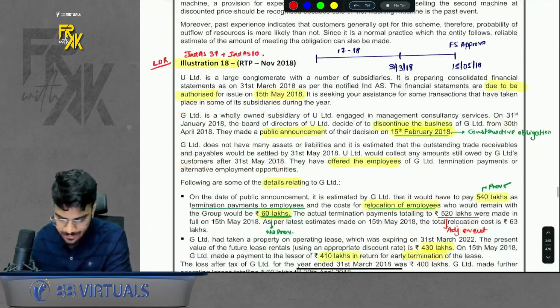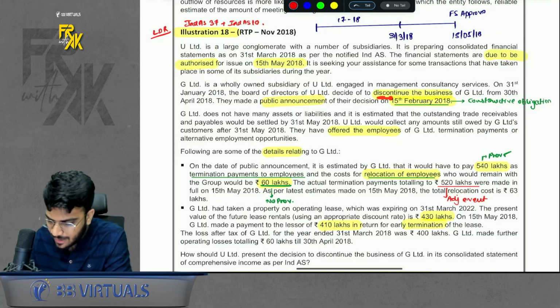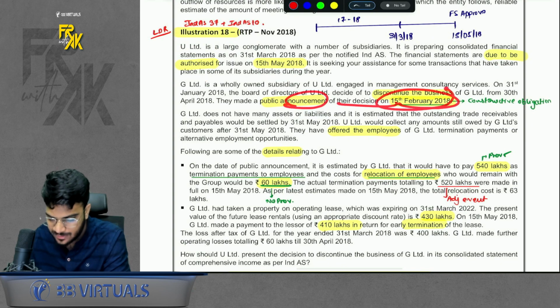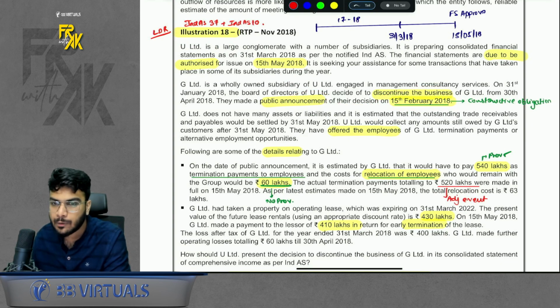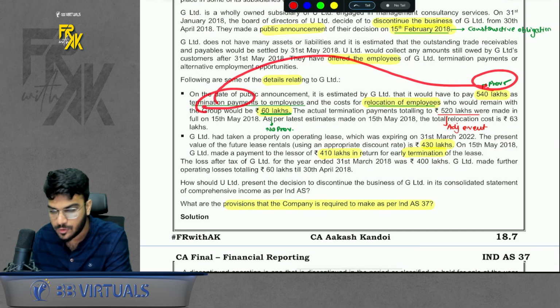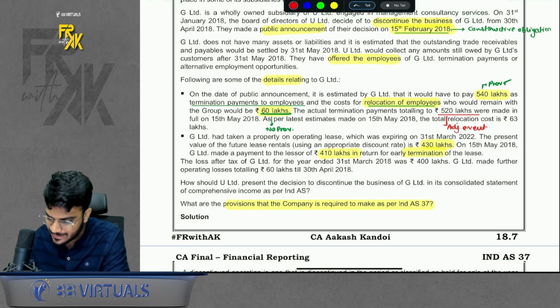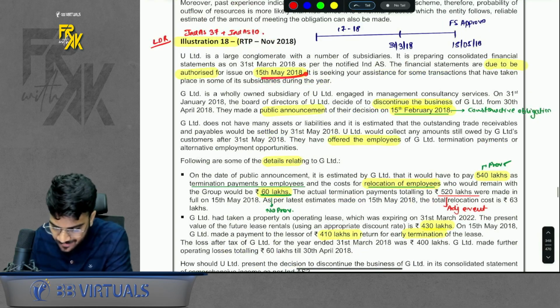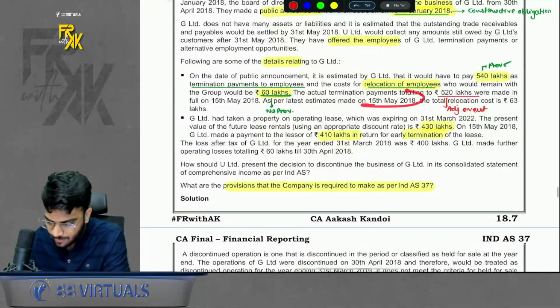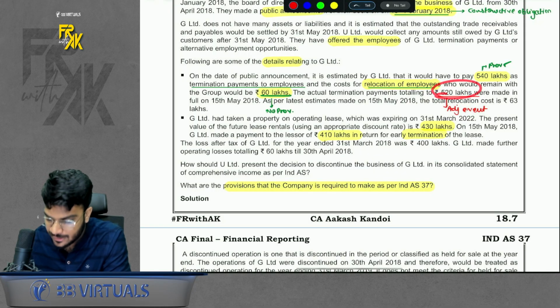Then next question is illustration number 18, a very good question based on restructuring. So basically what we are doing is we are discontinuing a business. Obligation, we announced the same on 15th Feb, so obligation has arisen. Now, when we discontinue a business, we are terminating some employees. This termination payment will form part of the provision, 540. But also there is Ind AS 10 involved here, adjusting event. So 540 was the normal provision, but when the FS was approved, by that date we have new information that actual payment was only 520. So we will treat it like an adjusting event and consider 520 lakhs.